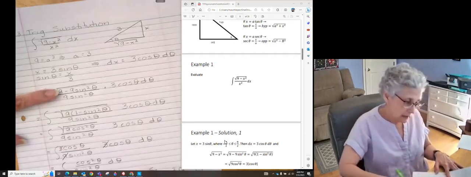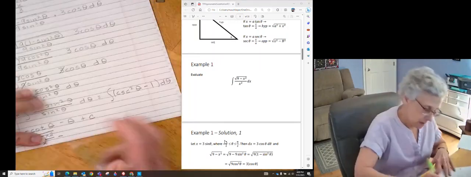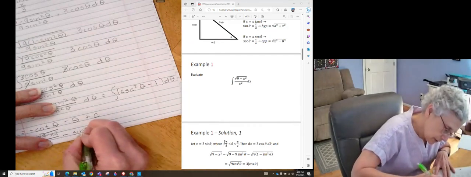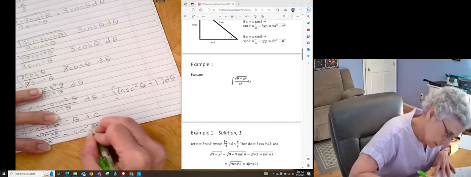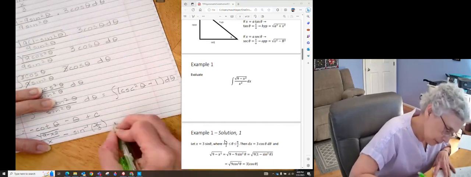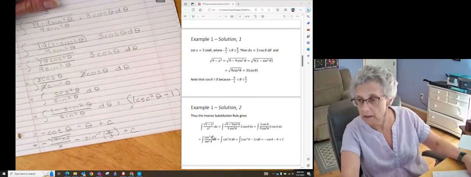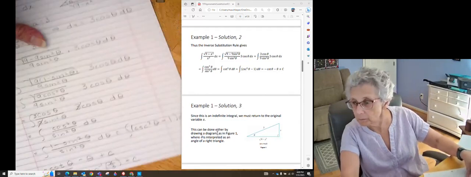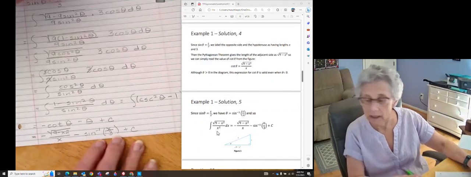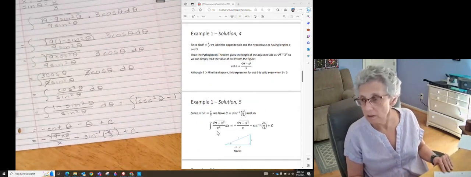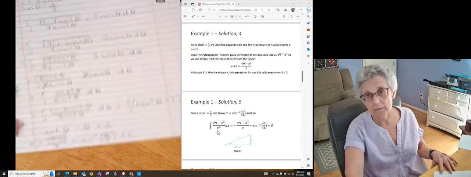is x, minus theta. Well, sine of theta is equal to x over 3, so theta is equal to the inverse sine of x over 3 plus a constant. And we're done. Let's look at the pretty answer. There's my pretty answer. And I have cotangent, and I have inverse sine of x over 3 plus a constant.